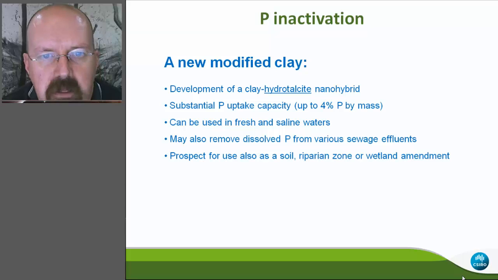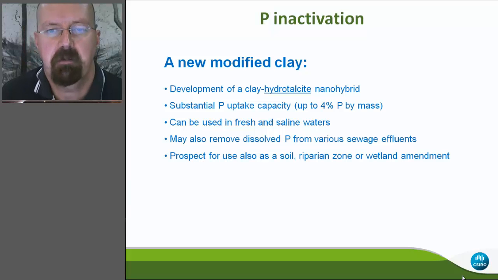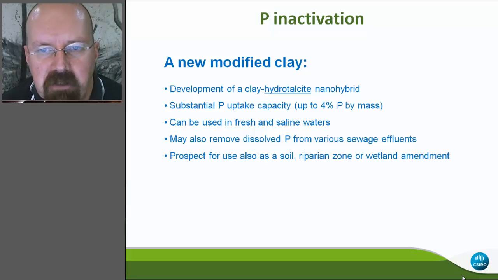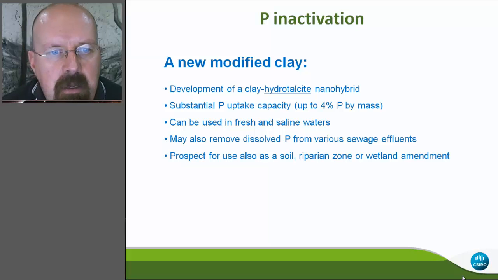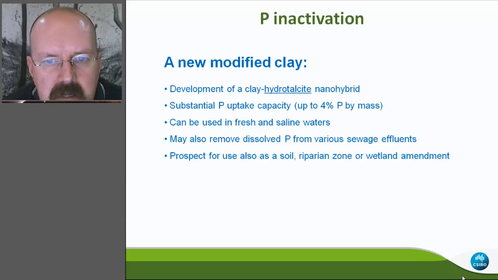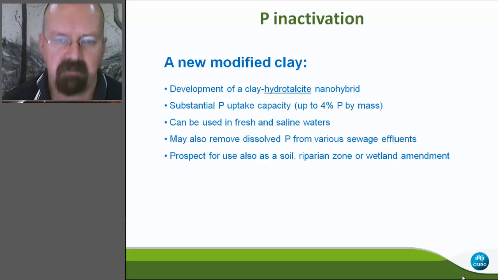Importantly, it can be used in both fresh and saline water, and it also may be used to remove dissolved phosphorus from sewage effluents, which is one of the most difficult matrices actually to address. There's also a prospect for using this nanohybrid clay as a soil amendment, as a riparian zone amendment, and also as a wetland amendment. Range of potential applications quite apart from in-lake or in-system P inactivation.